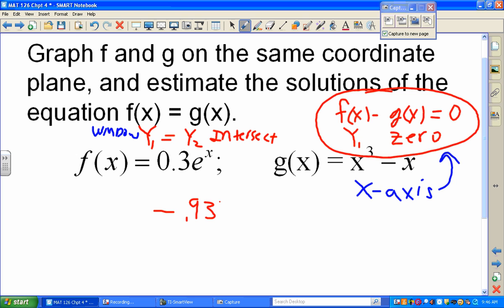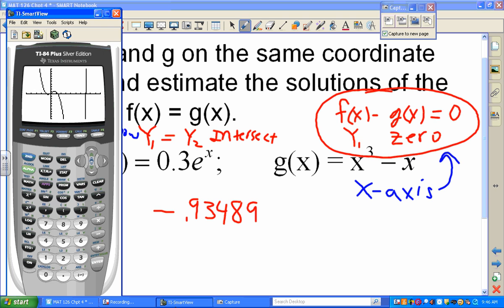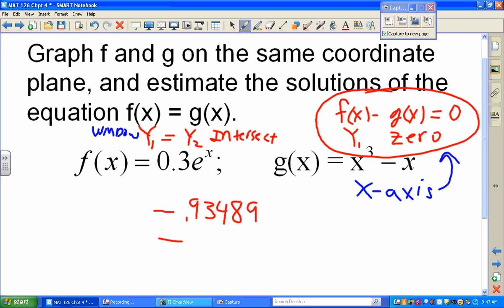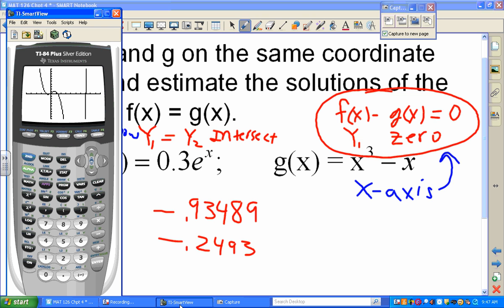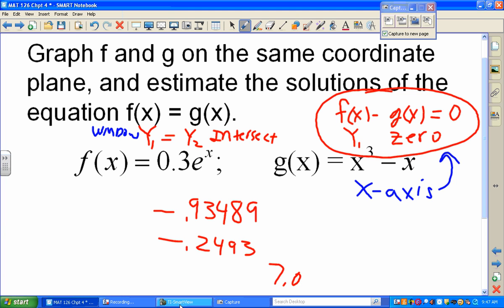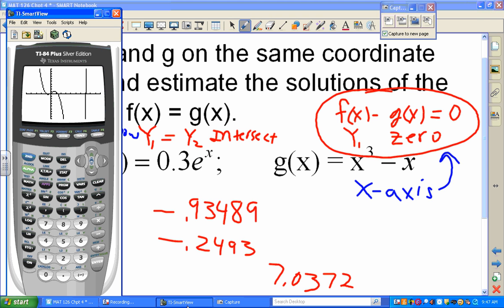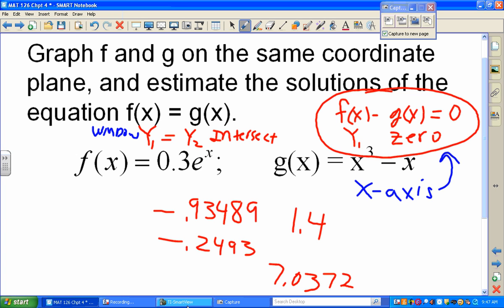Negative 0.934889. Okay. And what's the next one going to be? Negative 0.2493. Good. The third one, who's that? Oh, that's you, Colin. And who got the fourth one? Yep. 7.03. Thank you. 7.2. Well, Ms. Jones. 7.4. Well, go ahead. What is it? 1.4. Thank you. Stop. All right. So there's our 4 answers. Fantastic.